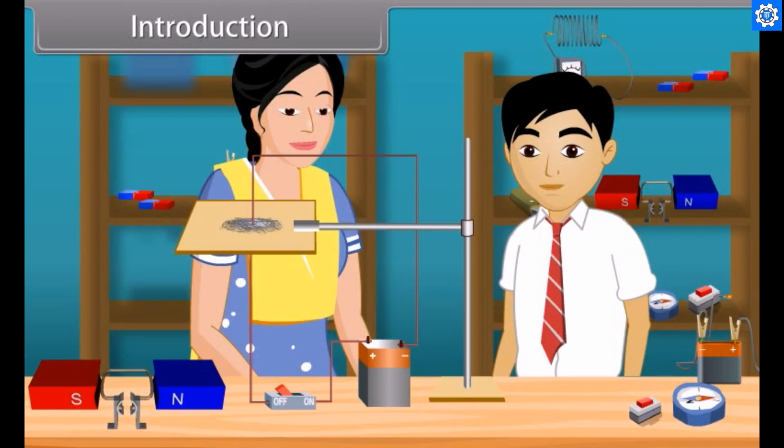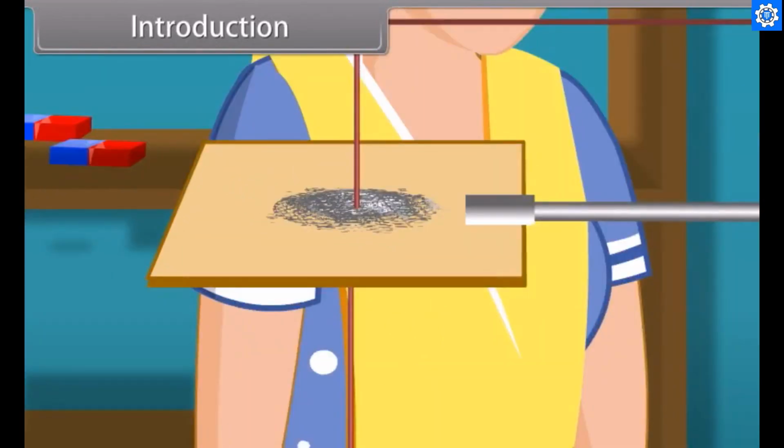Then, she sprinkles the iron dust on the cardboard uniformly. After setting up the arrangement, she switches on the circuit. When she switches on, some movement is shown in the iron dust particles and they start arranging in a concentric circles pattern. She performed this experiment to show you the magnetic effect of current.